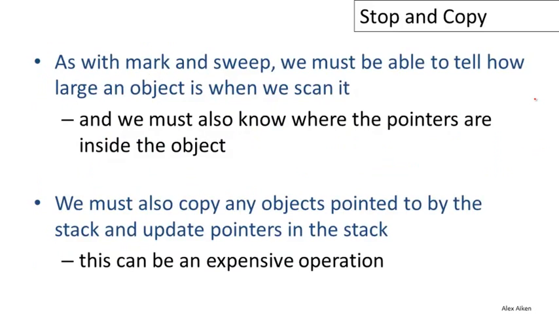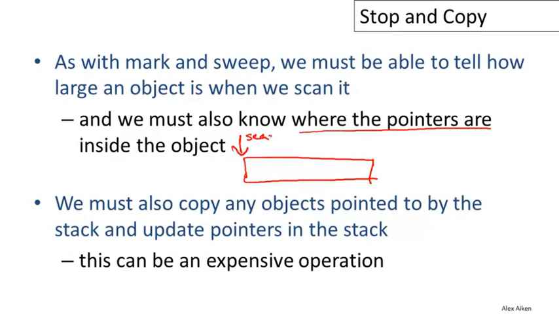So just as was the case with mark and sweep, when we scan an object, we have to know how big it is, and we also need to know where the pointers in the object are. Let's say we're scanning this object, so this is our scan pointer, and we want now to process all the pointers in it. Well, we have to know where the pointers are. So there's a pointer here, and there's a pointer here, and we need to be able to find those pointers, and we don't want to confuse them with other fields of the object that might look like pointers. So the bit pattern for an integer could look an awful lot like a pointer.